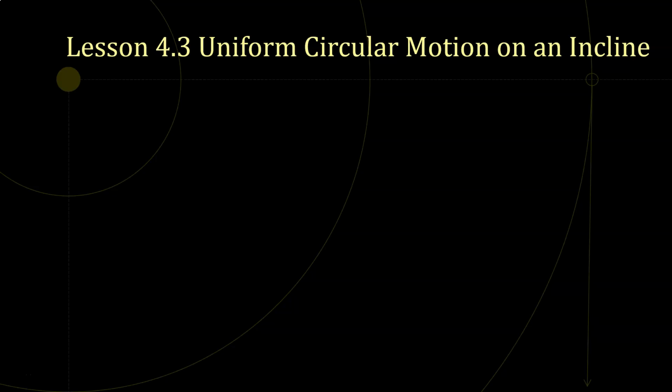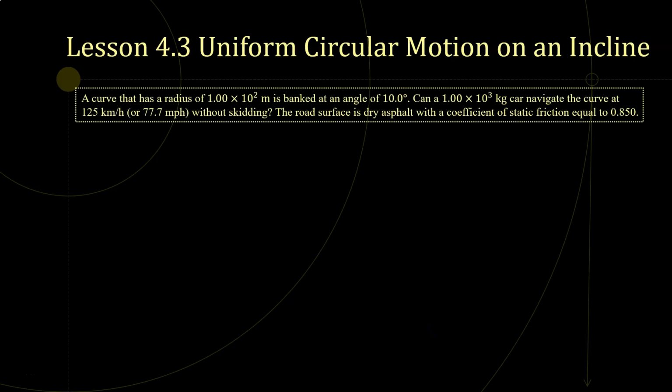That's the sort of motion we're going to learn about in this lesson, uniform circular motion on an incline, and the incline is actually the bank of a turn that uses part of the normal force to help cars make it around a curve, or to help marbles roll around a circle, or to help anything use the slope of the surface that it's moving on to help it turn a corner. Okay, we're actually going to learn this lesson in the context of a practice problem.